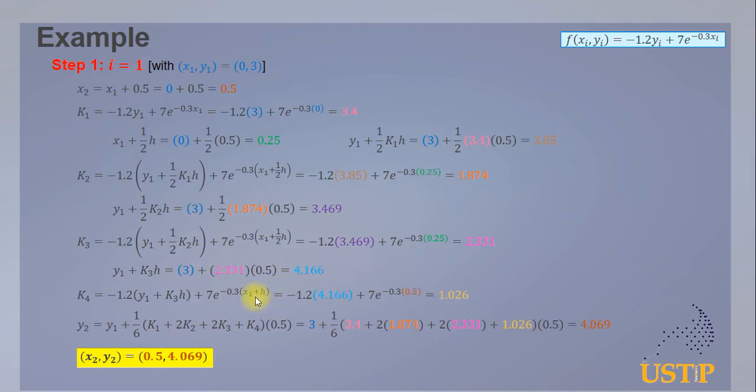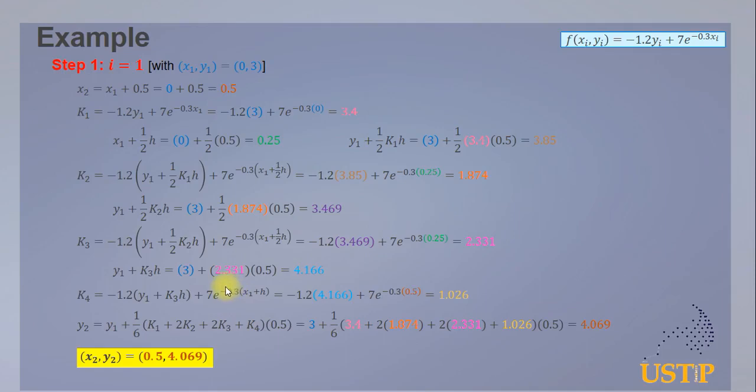So x1 plus h is just simply x2, no? So pag-substitute na to diri, negative 1.2 times y1 plus k3h, which is equal to 4.116, plus 7e raised to the power of negative 0.3, then multiplied by this value, which is just equal to this, no? Ang 0.5 na siya diraa. So ato ra na simplified expression, mahimo na ni siya 1.026. Okay? Sige. And then, ang atong tuyo is to solve for the y2, no?